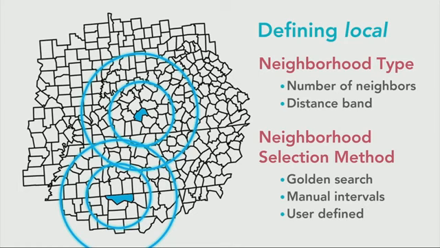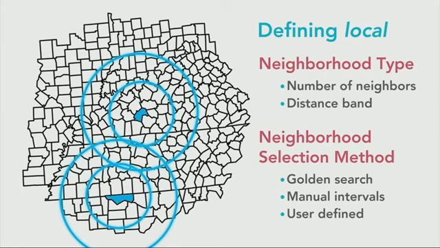revamped the neighborhood selection method. Basically the tool is going to increment out and find the best performing neighborhood for your model. We've implemented golden search. This is going to smartly increment by thirds, incrementing those distances to find an optimal distance for you. You can also use manual intervals.